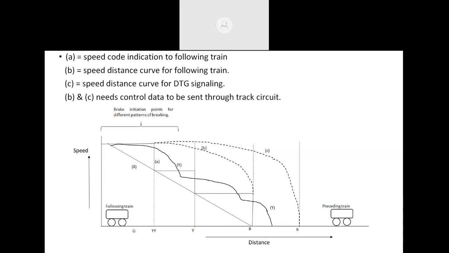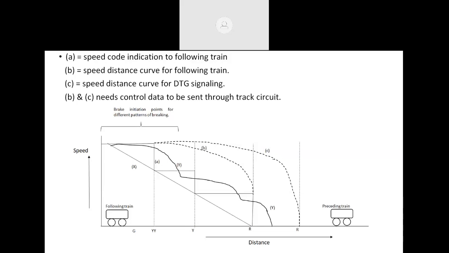So the curve C is the distance to go signaling. In other words, the train can stop just at the entrance of the block where the preceding train is. There is no need for one block overlap. So they've reduced the overlap block to 0 block overlap. So the train can accurately stop at the entrance to the block where the train is occupied. So curve C is the distance to go signaling.